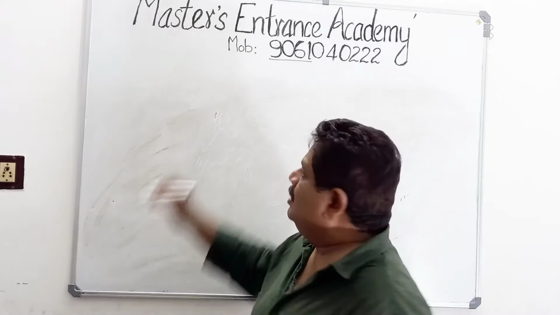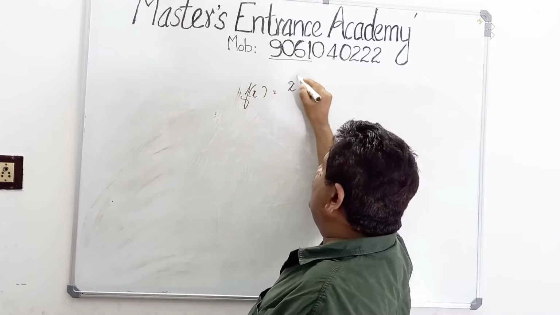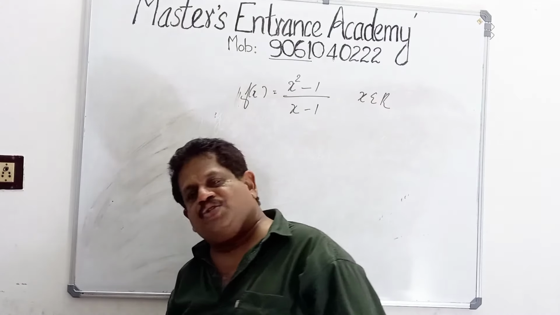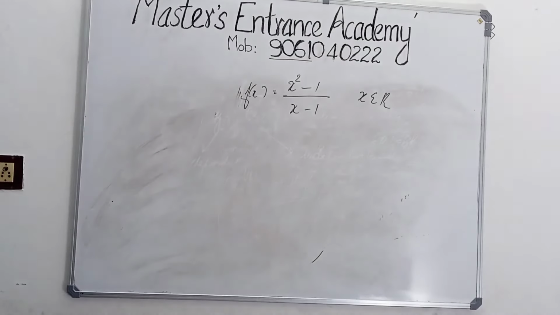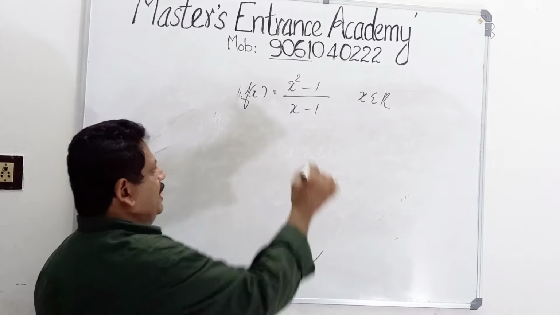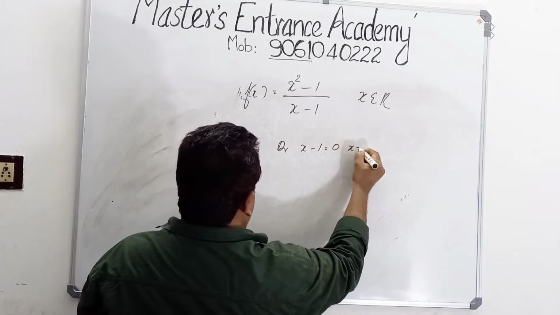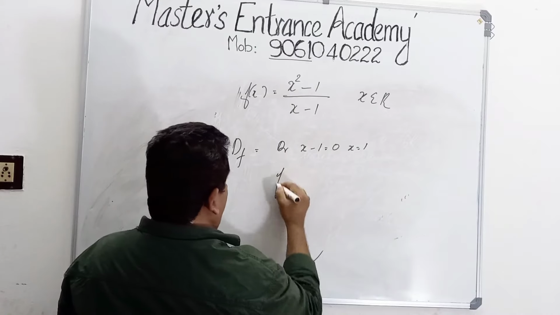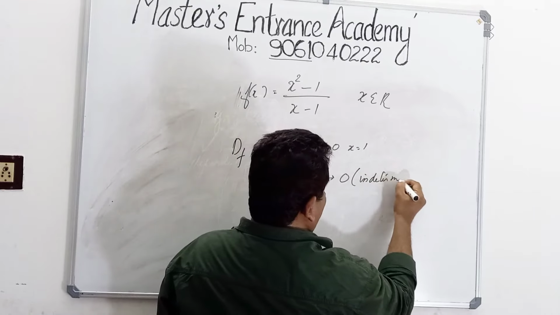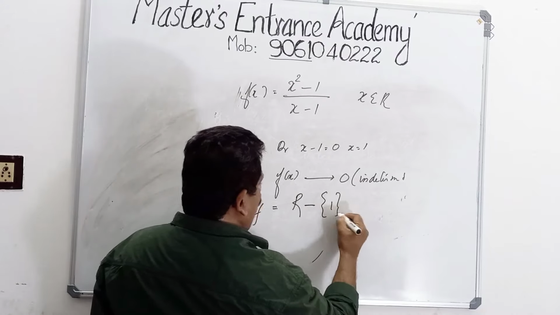Now, let me give a question which came for your entrance exam. f of x is equal to (x square minus 1) by (x minus 1), x belongs to R. What is its domain? What is its range? So, when we come across this question, we could find it out like this. That means for the domain of the function, the denominator x minus 1 equals 0, x equals 1. Which means that the whole f of x tends to 0 by 0, which is indeterminate. So the answer for the domain of the function is the real numbers minus the set {1}.